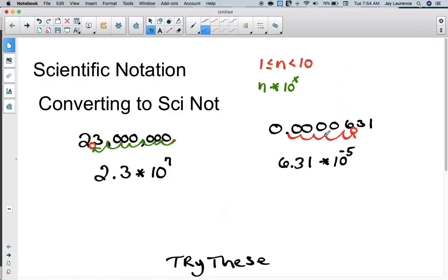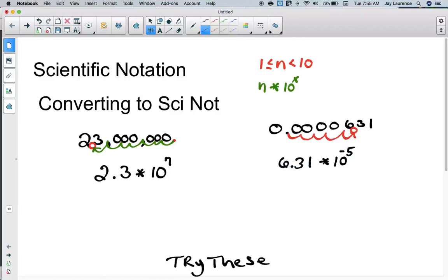10 to the -5th. There we go. Sorry about that. I have not changed the number, I've only changed the way it looks. Now, by the way, it's 10 to the -5th because I multiplied here. I have to cancel out the multiplication with division, but scientific notation never uses division.